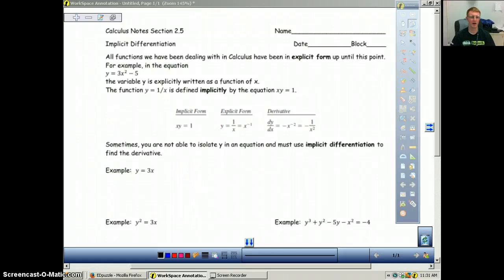This is 2.5. This is going to be on implicit differentiation. So basically what we're talking about in this section is that everything we've done up until this point has been in a perfect way: y equals, y by itself, without anything else with the y.